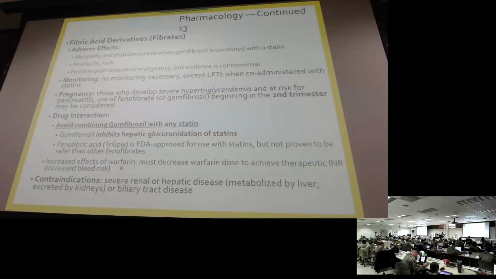Your warfarin interaction again, right? So increasing that bleed risk. And then your contraindications: renal or hepatic disease, we're worried about because of the metabolism and again the issue with the LFTs, and then biliary tract disease, okay? So these are all of your contraindications to why we would not be using a fibrate.